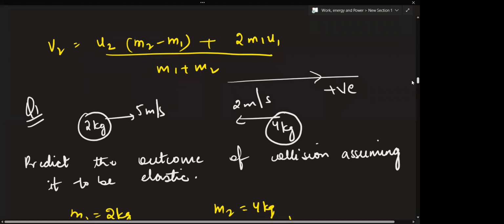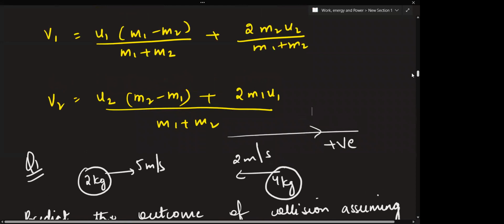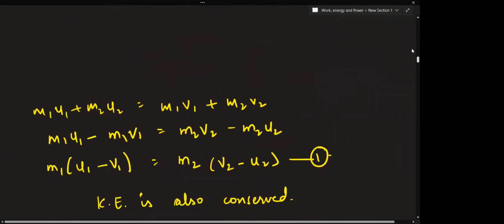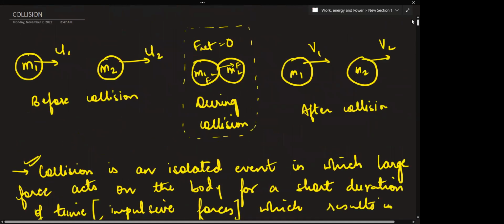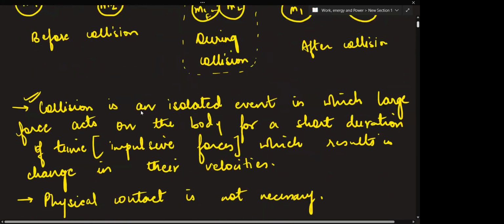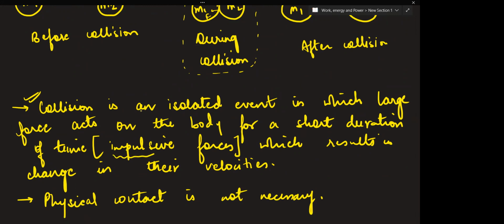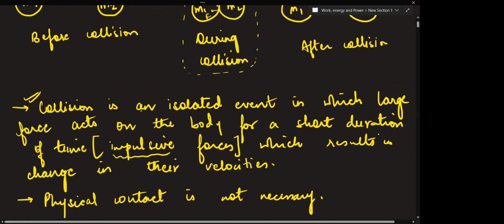So in the last class, we had started with collision, elastic collision, and inelastic collision. Main topics we had completed, so a quick revision of it. In case of collision, we had seen that collision is an isolated event in which a force acts on a body for a very short duration of time, and we call that an impulsive force. This results in a change in their velocity. So whatever the initial velocities are, that does not remain. You have final velocities later on.